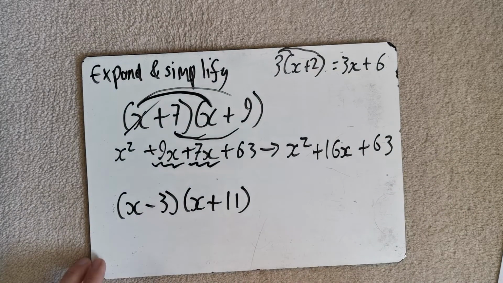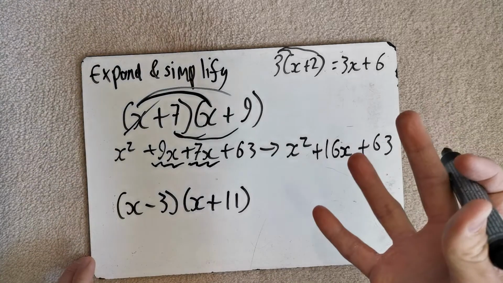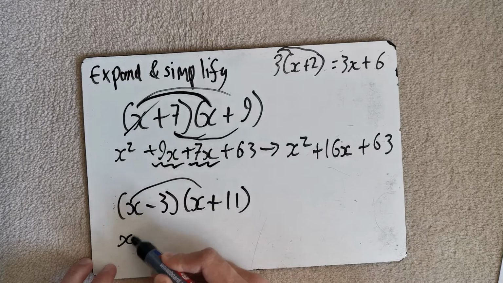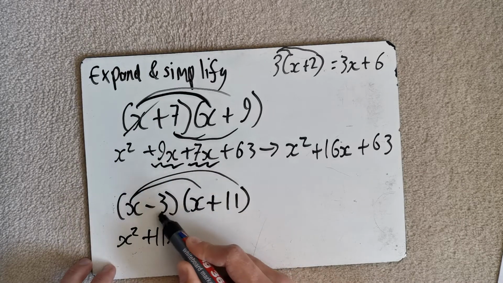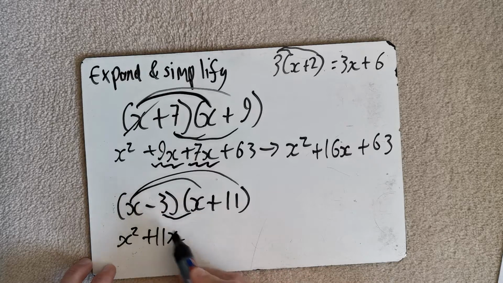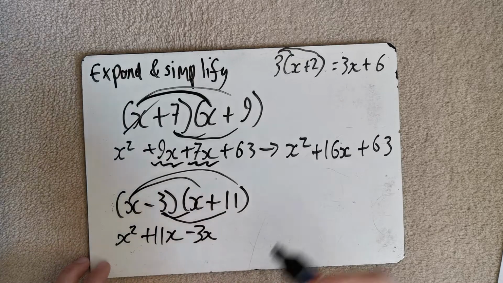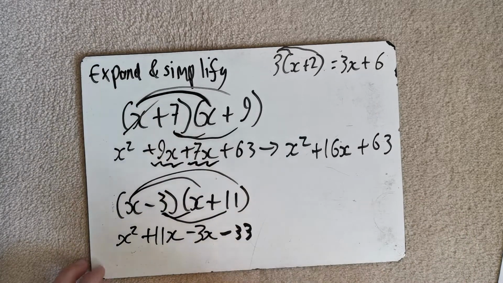Next up, this one has got a negative in it. Just got to treat it like a normal number, okay? x times x, x squared, x times 11, 11x, minus 3 times x, remember it's minus 3 times x, is minus 3x, minus 3 times 11, negative times a positive is a negative 33, okay?